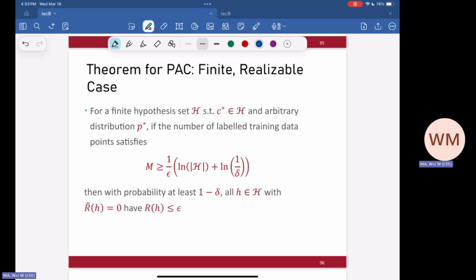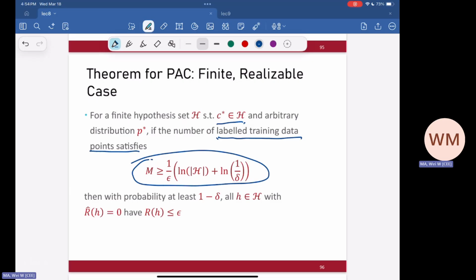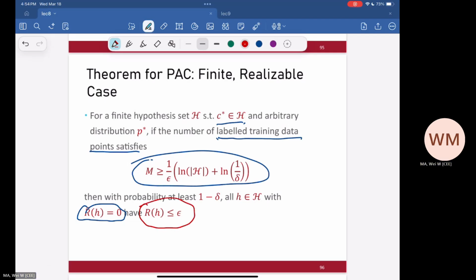Let's talk about the simplest one, the finite and realizable case. It means that C star is in the H, and there's an arbitrary distribution P star. Here we say that if your training data has this many, M being the number of training data, if it's greater than this number, then with this probability, if your training error can be 0, then we can prove that your true error rate is smaller than epsilon. Translated to language, if you have a sufficient number of data and your training is very sufficient, then we can guarantee that your testing error is also small.